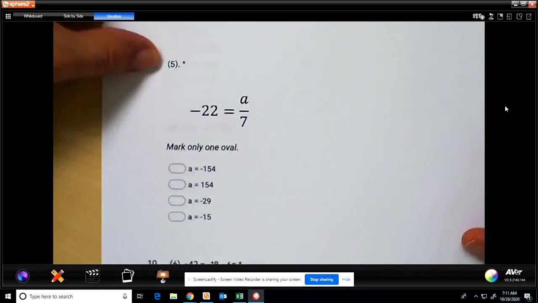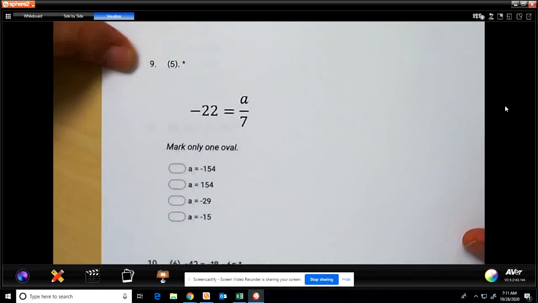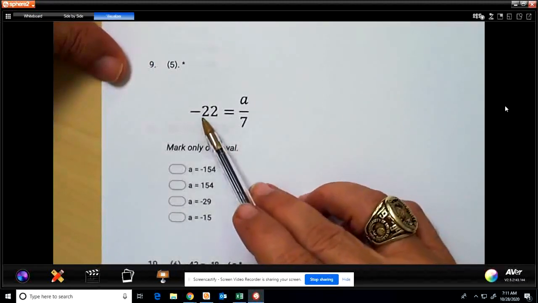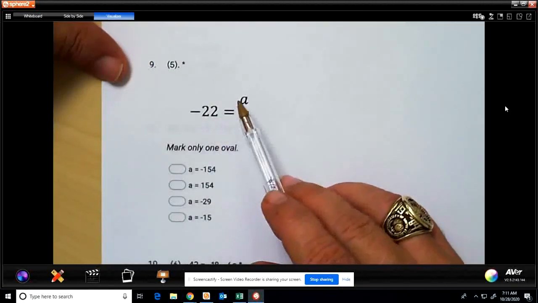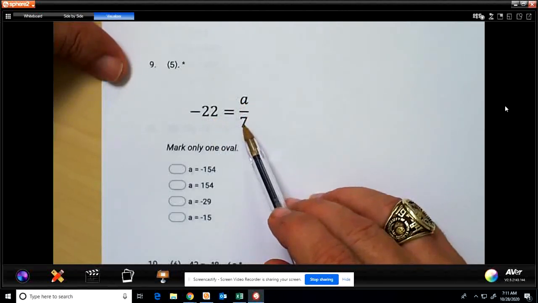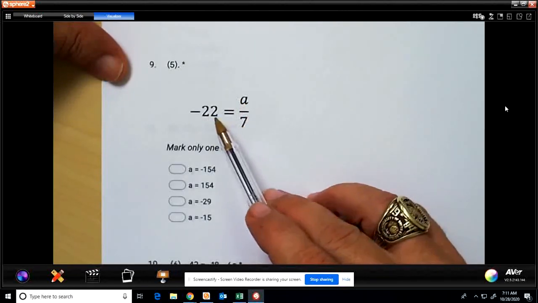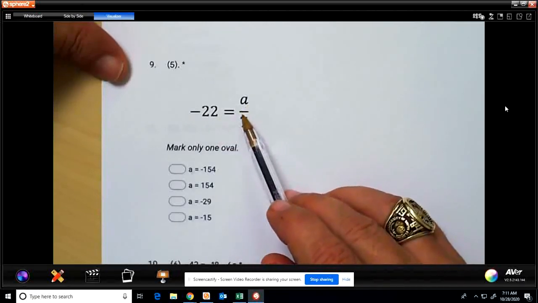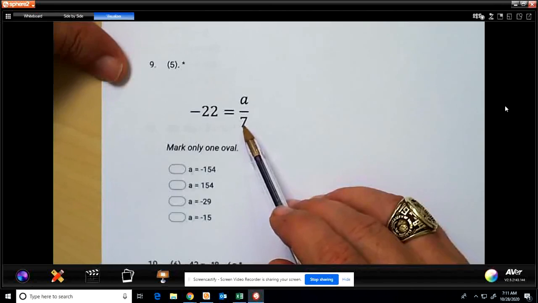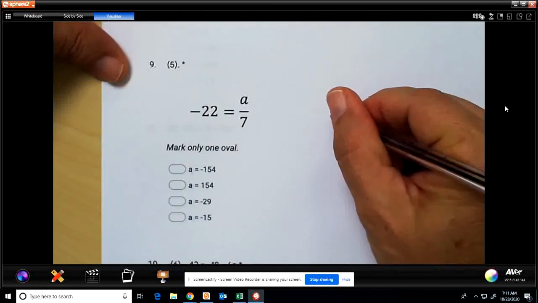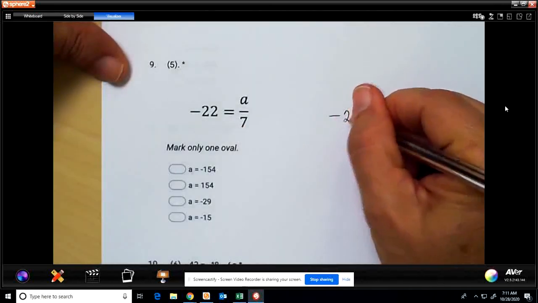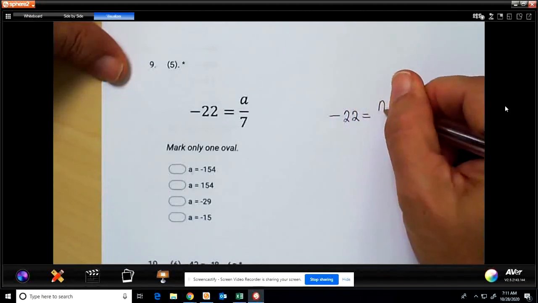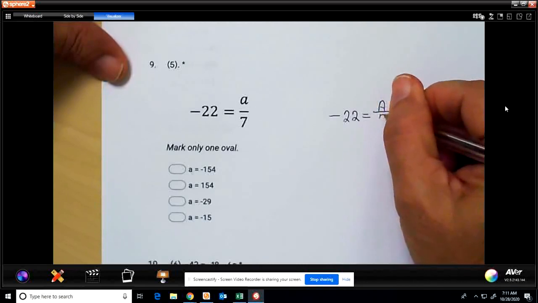Number 5 problem. We have negative 22 equals A divided by 7. I would come back over here and write negative 22 equals A divided by 7.